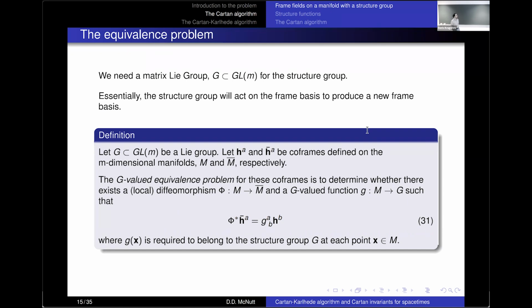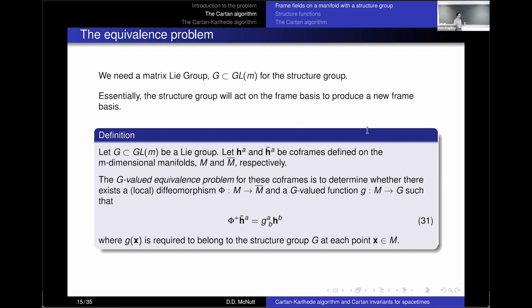So we need a Lie group that is a subset of the matrix Lie groups for the structure group. Essentially the structure group will act on the frame basis to produce a new frame basis. This is a frame bundle or a principal fiber bundle, I think, but I'm going to avoid that for this, just to keep it simple. I mean, that is the simple definition.